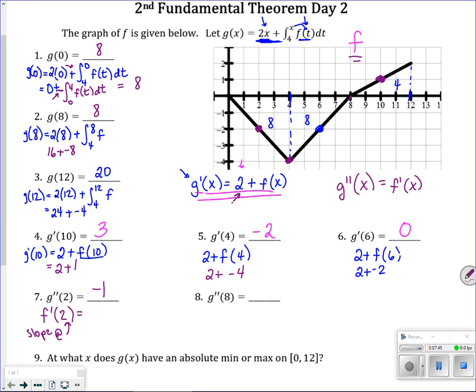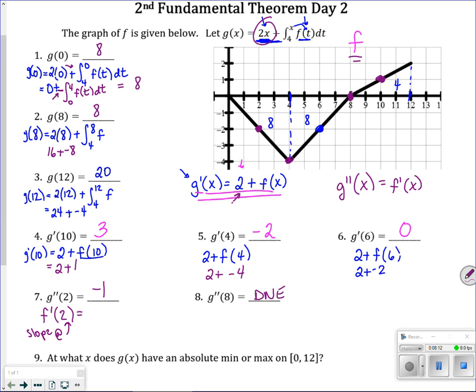G double prime at 8, I have right here. The trouble is that the derivative from the left and the derivative from the right are not the same, so you would put does not exist. So again, it's similar to what we did yesterday with that extra little piece in there. You just have to be a little more careful, write your formulas, and you can do it.